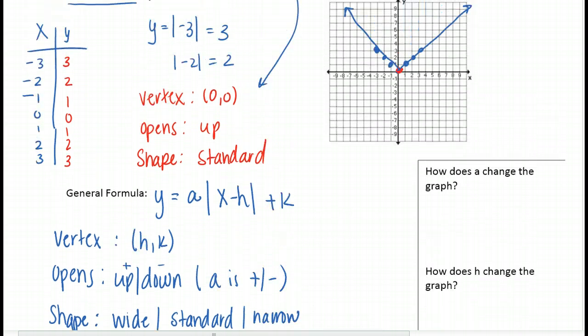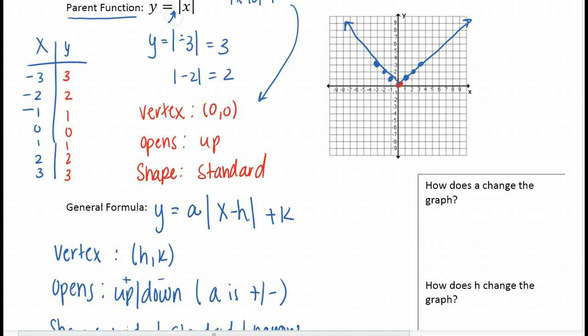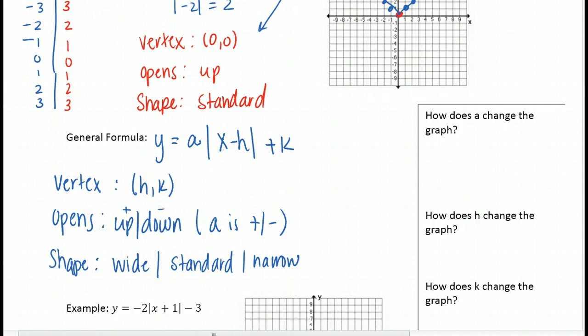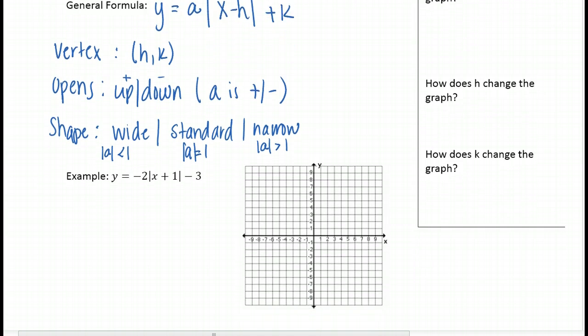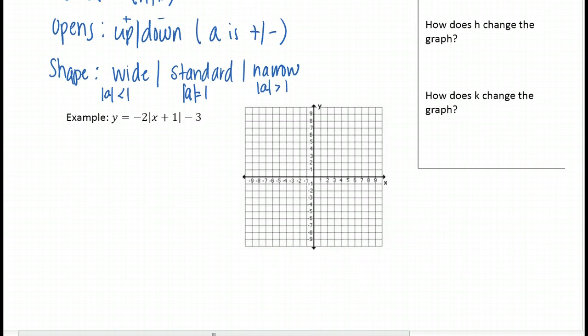And we already looked at standard up here. Well, there was no a here, right? That's because it was like 1 times the absolute value of x. So anytime that number in front, a, equals 1, well, we really talk about the absolute value because we just care about the number. The positive and negative tells us how it opens. The absolute value will give us the shape. So if it's equal to 1, it's standard. If the absolute value of a is less than 1, it's wide. And if the absolute value is greater than 1, it is narrow. So once you have that all written down, we're going to move to the next problem.